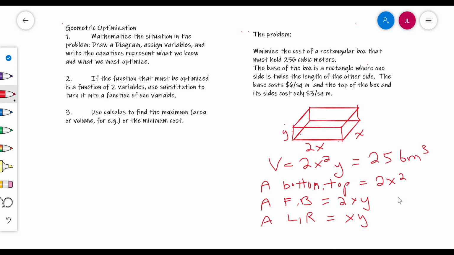Now the cost function, the only thing that's going to be different is that the area of the bottom times $6 per square meter is different, because only the bottom costs that much. So this is the cost of the bottom of the box, and it's $3 a square meter for everything else. The top. Now we have the front and the back. We have 2 of these. So that's 4xy. And the left and the right are the same, 2 of those, 2xy.